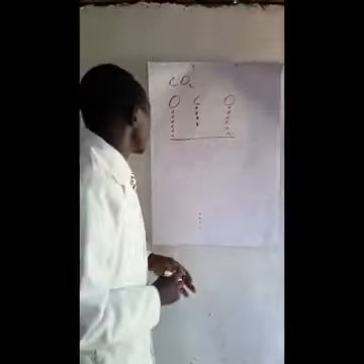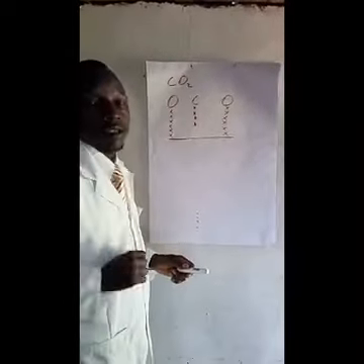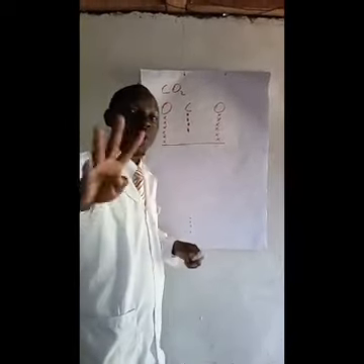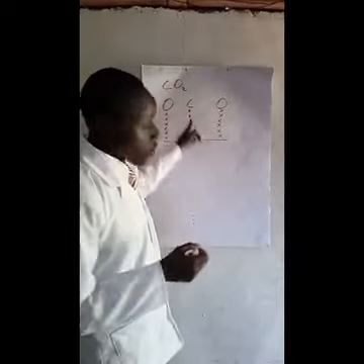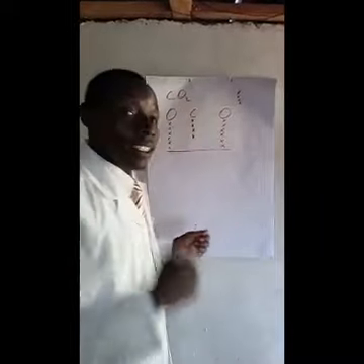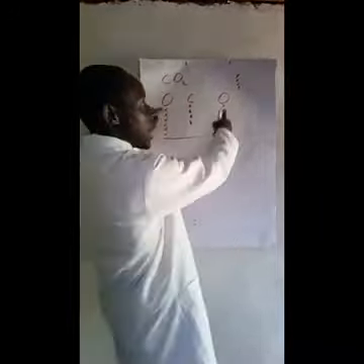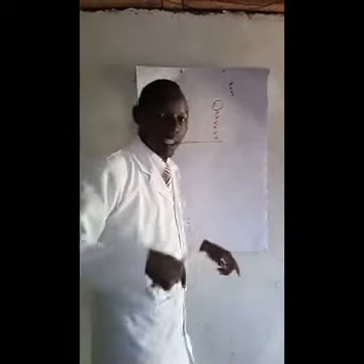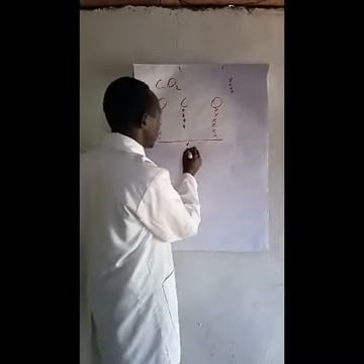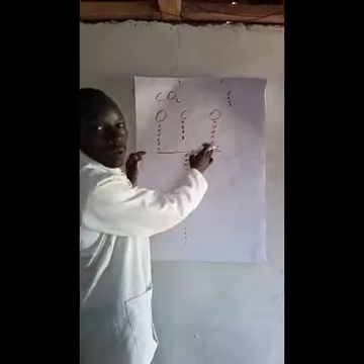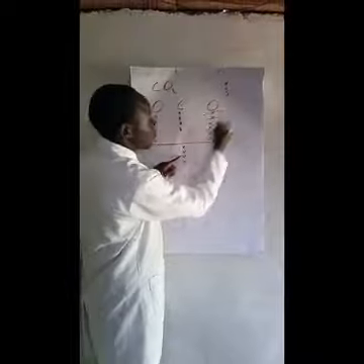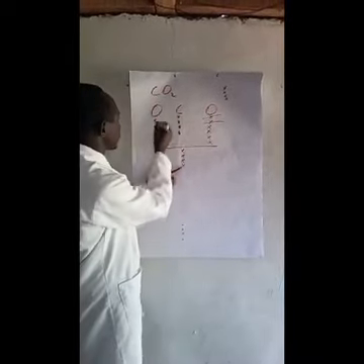Now carbon requires 4 electrons to be stable. Because it has 4 dots, it requires 4 crosses. Are we together? 4 crosses. Because we have 2 oxygens, it is common sense that each one is going to give 2 crosses. So this one will contribute 2, and this one contributes 2.